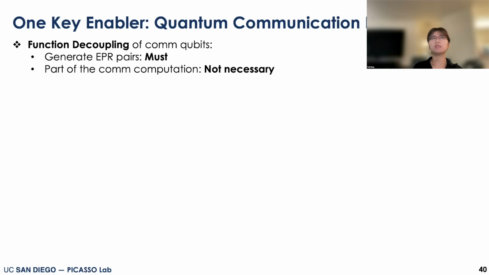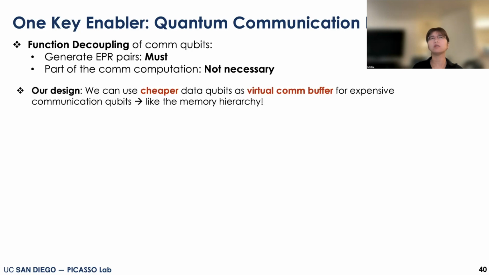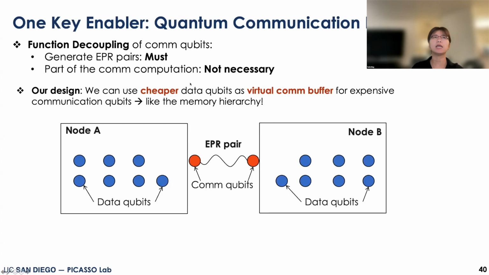One of the insights we found is that there are two functions that communication qubits are playing. One is to generate the EPR pairs. We find it's a must requirement, but part of the communication computation is not necessary. To this end, we are trying to decouple these two functions and use a cheaper data qubit as a virtual communication buffer for the computation itself. It's very similar to the memory hierarchy idea.